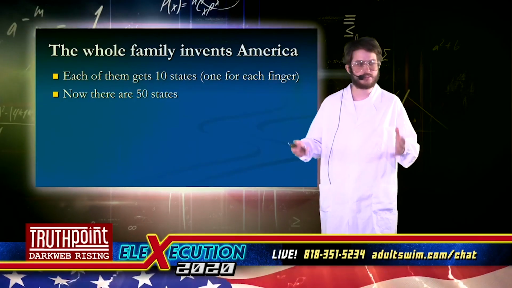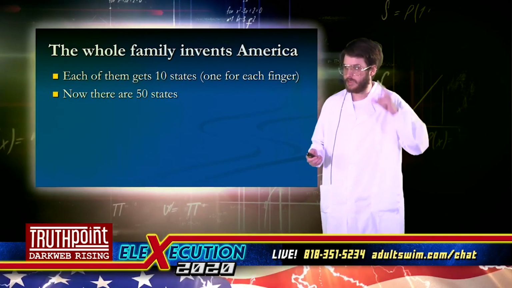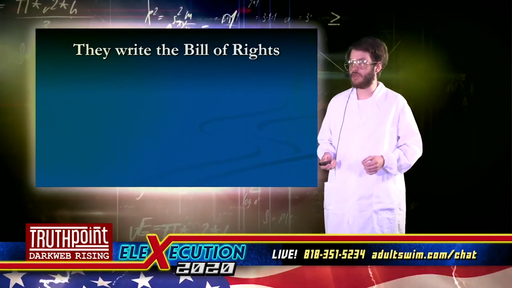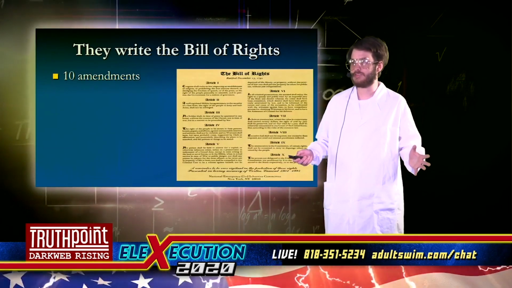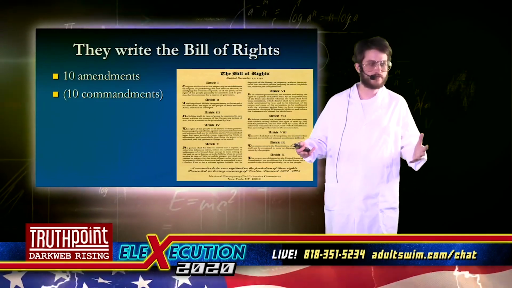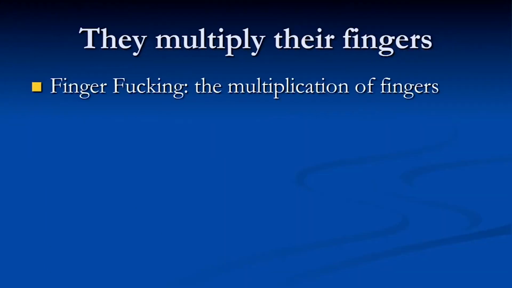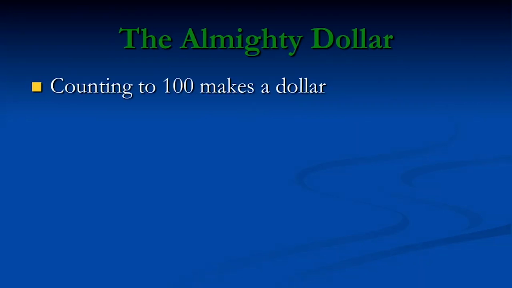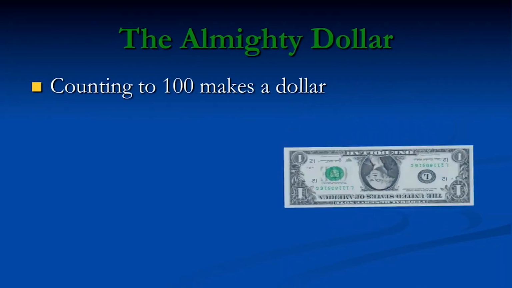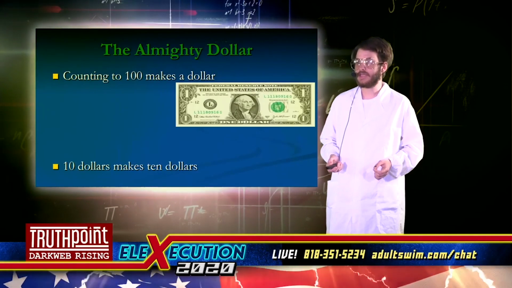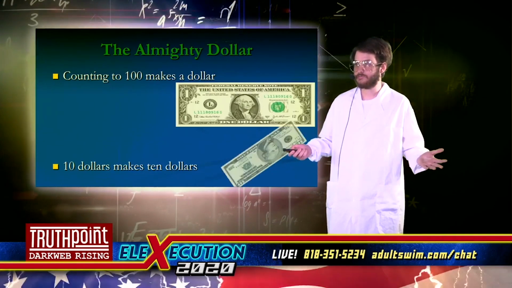And this is starting probably to sound a little familiar. You're probably remembering this from geometry. So they write the Bill of Rights together, 10 amendments, sort of like the 10 Commandments. They're sort of taking a page out of God's book there. And they multiply their fingers, okay? It's called finger fucking when you multiply your fingers. And 10 times 10 equals 100. And then you're going to end up with the almighty dollar, right? Counting to 100 makes a dollar. Cha-ching. And $10 makes $10.